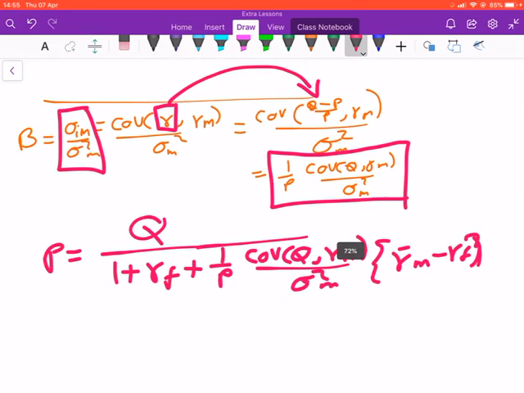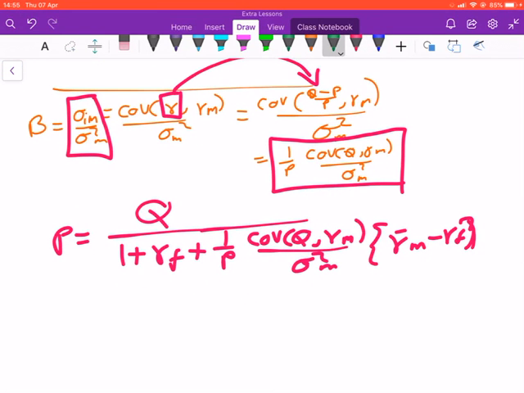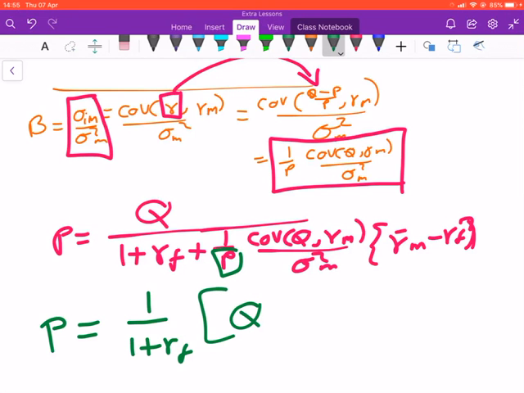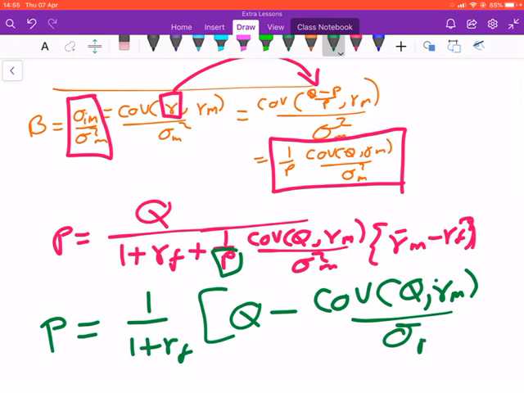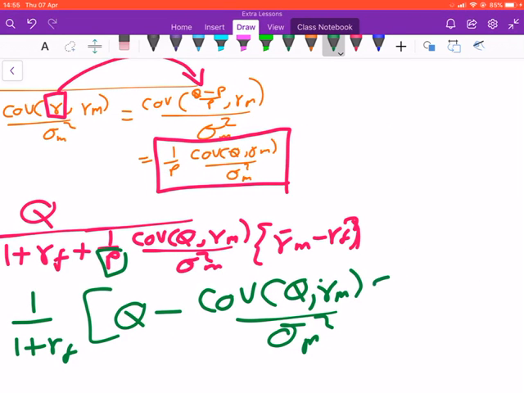If this is the case, you can see that you also have a P over here. So you want to make P the subject of the formula. In order to make P the subject of the formula, this is going to be equal to 1 over 1 plus RF times Q minus the covariance of this over the variance of the market multiplied by the market excess returns, right?